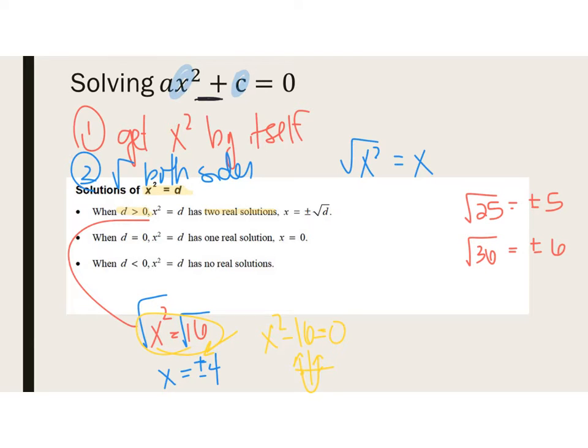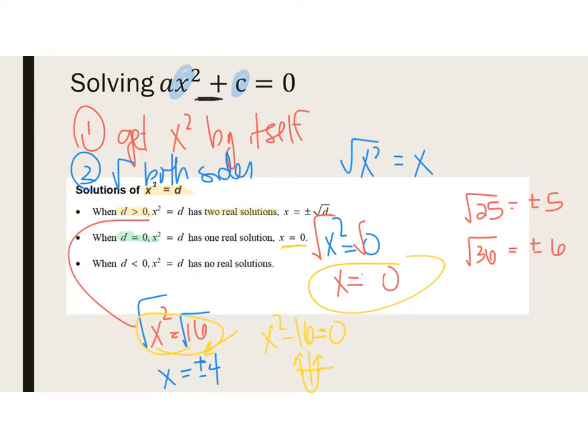The second case is what if you have it equal to 0? You're still going to square root both sides. Let's say I have x squared equals 0. When I square root both sides, is there a plus or minus 0? Do I need to say x equals plus or minus 0? No, because they're the same number. So in that case, you have one solution, and that one solution is just 0.